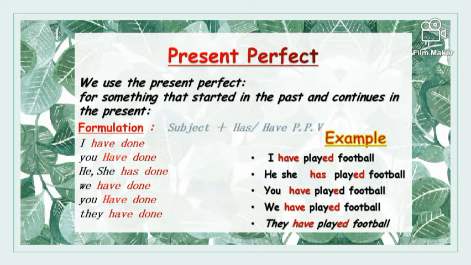Present perfect. We use the present perfect for something that started in the past and continues in the present. And the formulation of present perfect is subject plus have or has plus ppv, that means the past participle of the verb. I have done, you have done, he has done, she has done, we have done, you have done, they have done. So let's see an example.